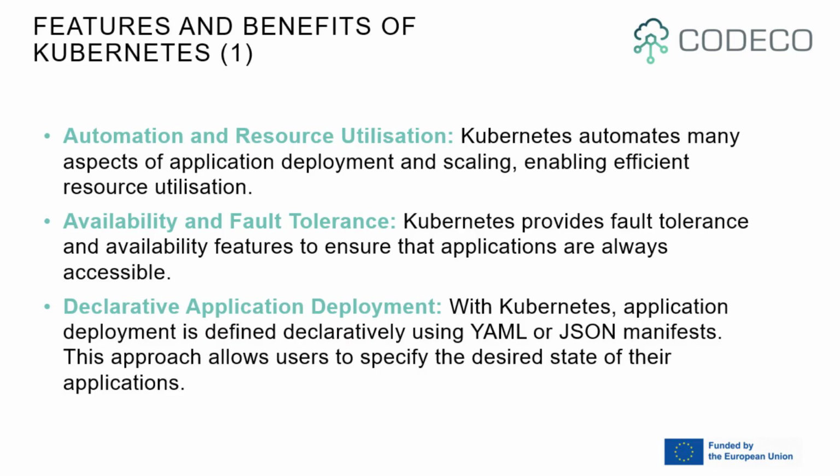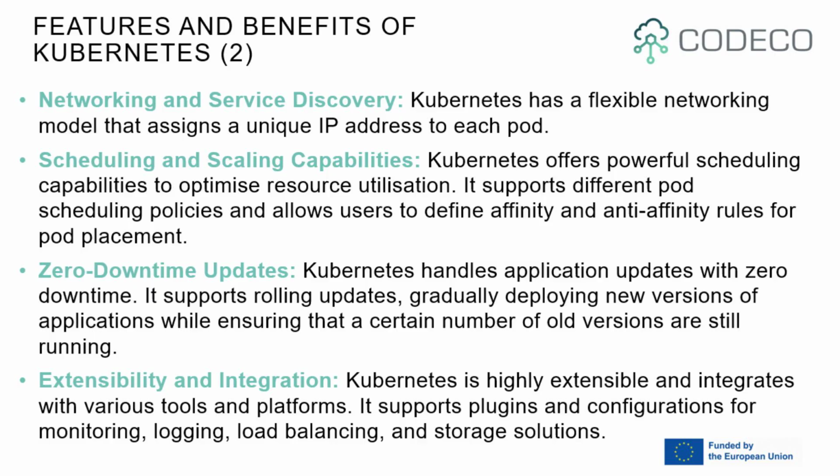Declarative application deployment. With Kubernetes, application deployment is defined declaratively using YAML or JSON manifests. This approach allows users to specify the desired state of their applications, including the number of pods, container images, and resource requirements. Networking and service discovery. Kubernetes has a flexible networking model that assigns a unique IP address to each pod. It provides DNS-based service discovery, allowing pods to communicate with each other using domain names. Load balancing across multiple pods is also supported.